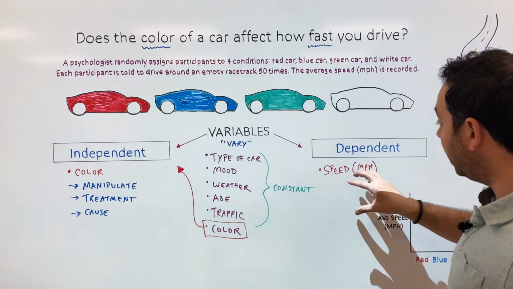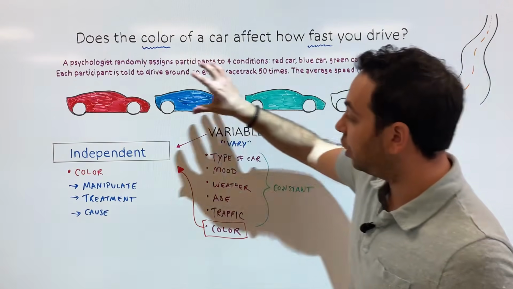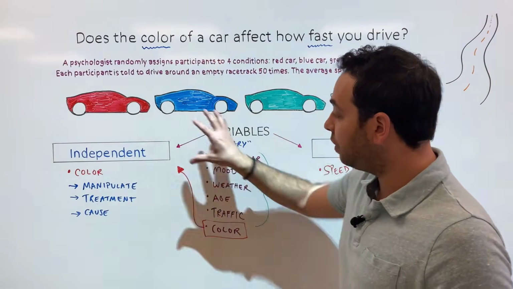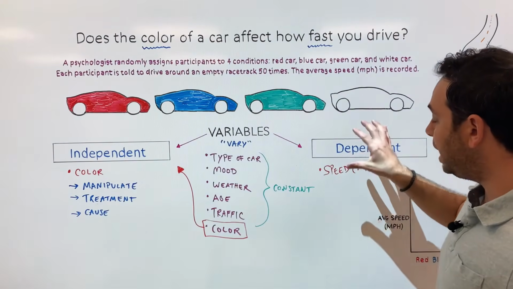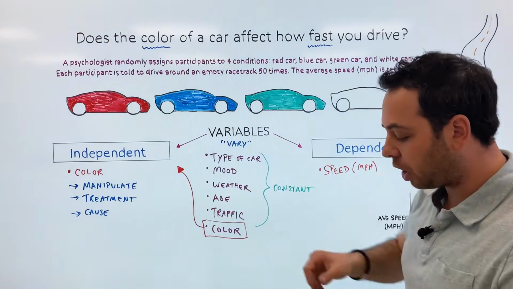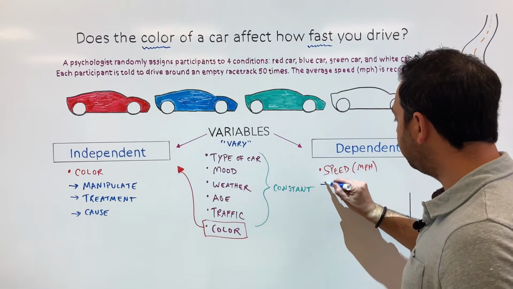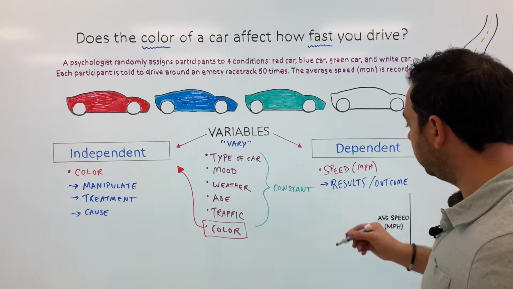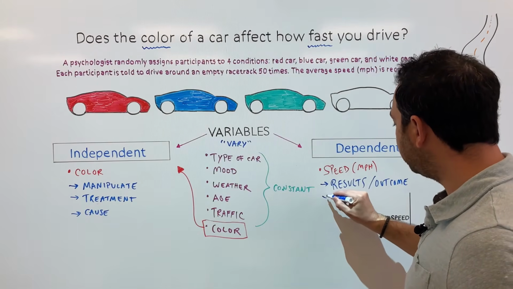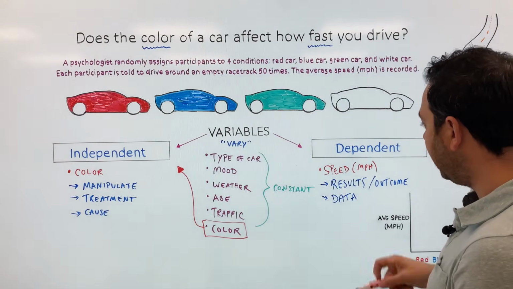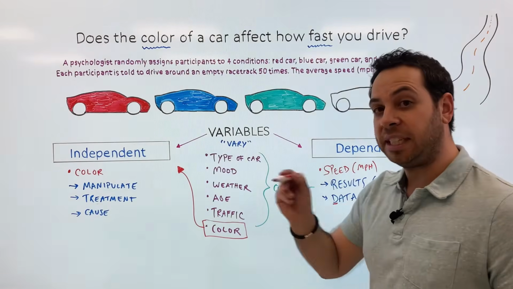The speed is dependent on the color of the car. So we have the color independent of the other variables and speed being dependent on the color. So instead of, let's say, manipulate, treatment, and cause, we have things like the dependent variable, which we consider the results. The results or outcome, or what you measure. Or in this case, a nice memory technique would be this is the data. So a nice way to remember it is think about D, dependent data, DD, dependent data.